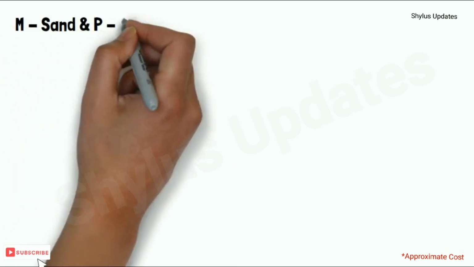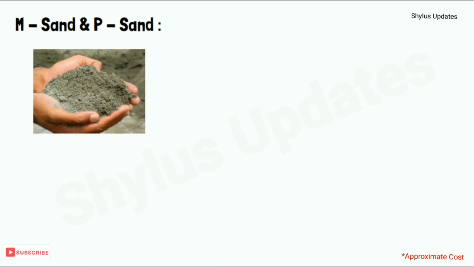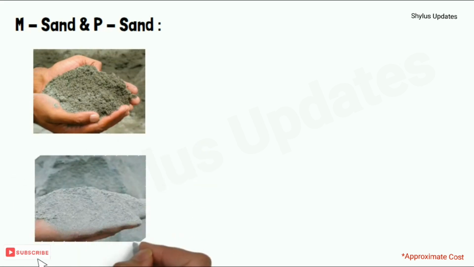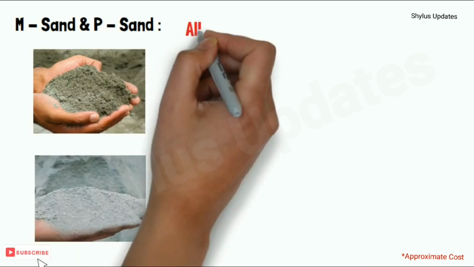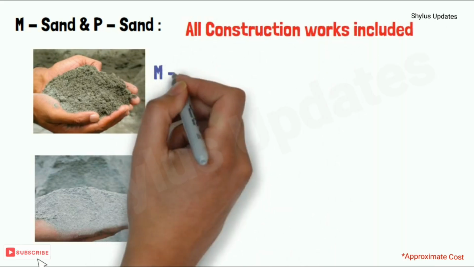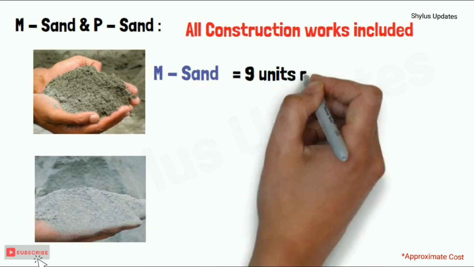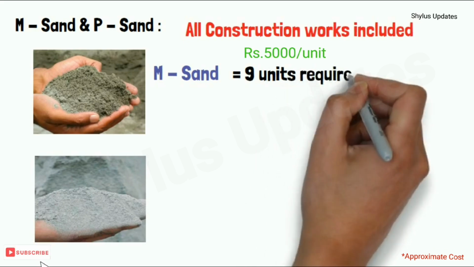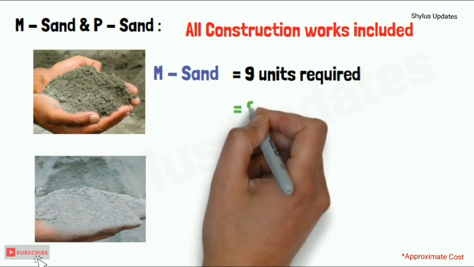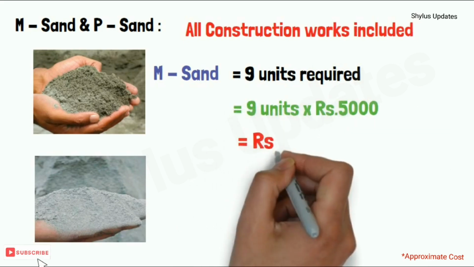M sand and P sand. M sand and P sand are used in all construction works. M sand. For 500 square feet house, 9 units of M sand are required. The current market rate of M sand is rupees 5,000 per unit. When you multiply 9 units into rupees 5,000, you get rupees 45,000.